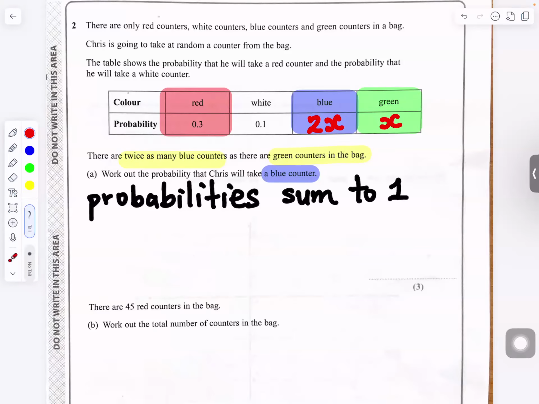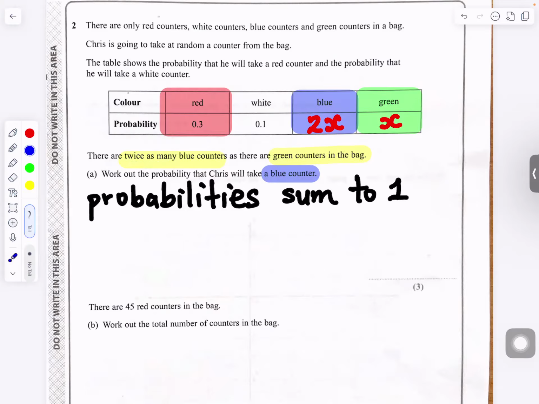Question number 2. There are only red counters, white counters, blue counters and green counters in a bag. Chris is going to take at random a counter from the bag. The table shows the probability that he will take a red counter and the probability that he will take a white counter. So the color of the counter and the probability to take a counter of that color. When it's red, the probability is 0.3. To take a white counter is 0.1. For the blue, we don't know, and the green, we don't know.